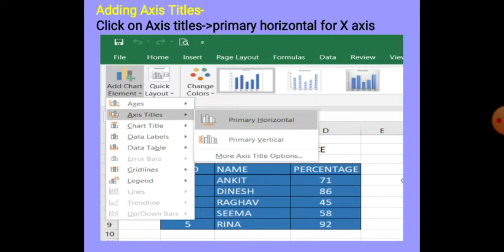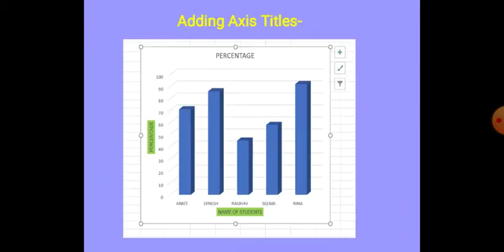First we will understand how we can add axis titles. We will click on axis titles. A subcategory of options will come: primary horizontal and primary vertical. Children, primary horizontal will place the axis title for the x-axis and primary vertical will place the axis title for the y-axis. So we will click on both of them one by one and then we can add the axis titles. Please see, percentage is the y-axis title and name of student is the x-axis title.